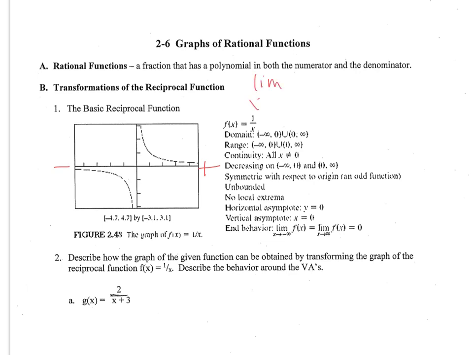So the limit as x approaches 0, but if I put a little plus right there, that means think about what's going on as I start on the positive side and get close to 0. So we have to name the function. The function is f of x. Okay, as I start on the positive side and I'm getting close to 0, what are the y values doing? The y values are getting close to infinity.